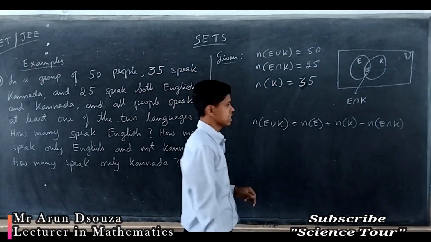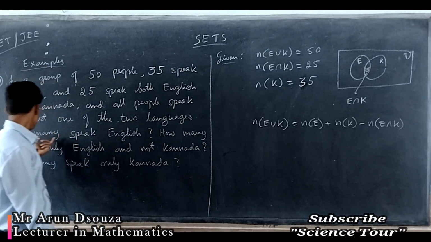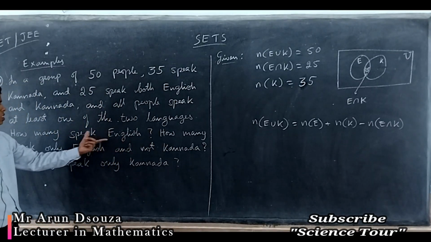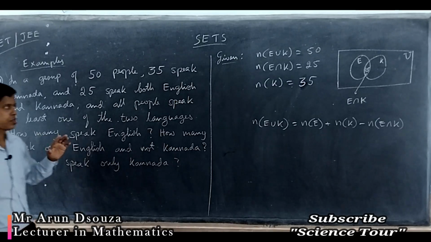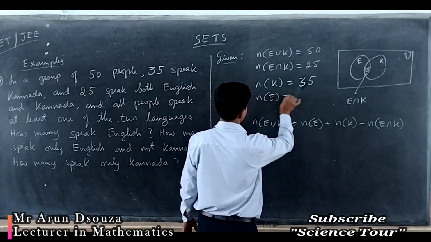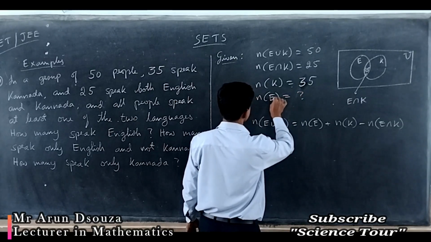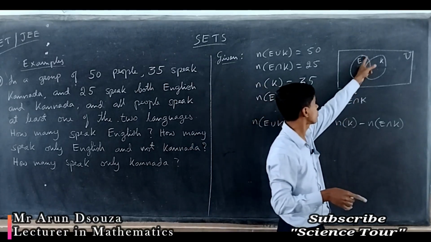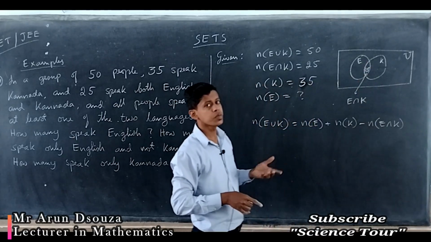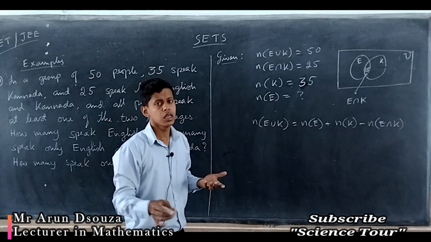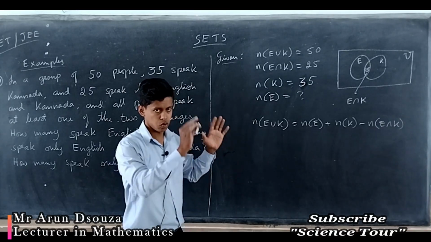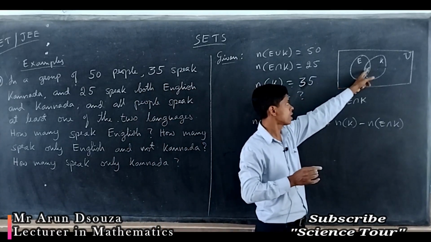Well, now what is being asked here is how many speak English? That is N of E. So you have to find N of E. How many speak English? That means this circle you have to find, which includes the intersection also. He may know Kannada also, but he knows English, right? So that includes this region also.